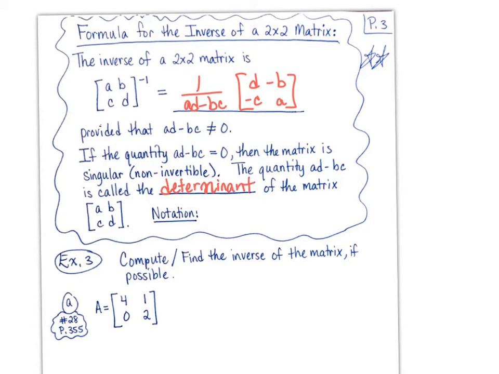And you need to make sure you are familiar with this. It's called the determinant of the matrix given here. Notation: the determinant of A is denoted as det A. This is the notation we use for determinant. You will see some people write it with vertical bars. They mean the same thing as the determinant of A, but I'll typically write this.